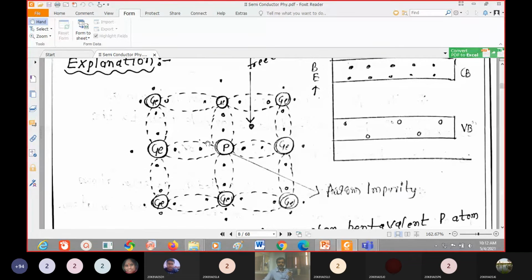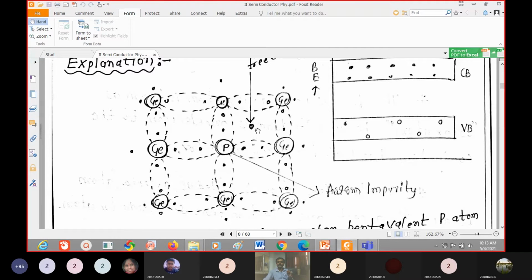Here we are adding the phosphorus atoms. Four electrons of each phosphorus atom are involved in covalent bonds, so there will be one free electron. Each phosphorus atom provides one free electron. This free electron is only loosely bound to the phosphorus atom, and that bonding energy is also very small. If you give a very little amount of energy, that means even at room temperature it will escape from the phosphorus atom.